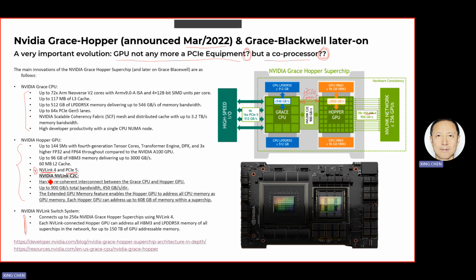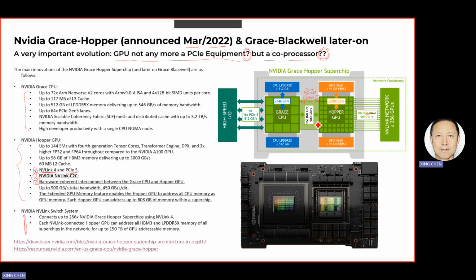And then there is also this NVIDIA NVLink C2C. C2C means nothing special, it's chip to chip. So we have this NVLink at 900 gigabytes per second. That's between the Grace CPU chip and the Hopper GPU chip, C2C. Okay, so this is the link between the two chips. And there is also this hardware coherent interconnect between the Grace CPU and the Hopper GPU.